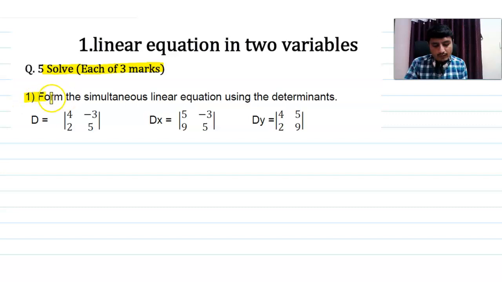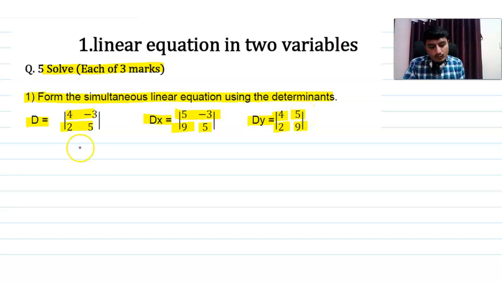First sub-question: form the simultaneous linear equations using the determinants. Determinant D is of order 2 having the entries 4, -3, 2, 5. Dx is the determinant of order 2 having the entries 5, -3, 9, 5. Dy is the determinant of order 2 having the entries 4, 5, 2, 9.